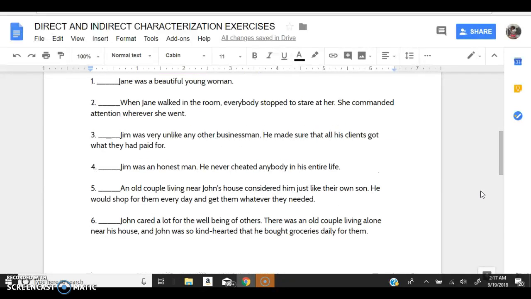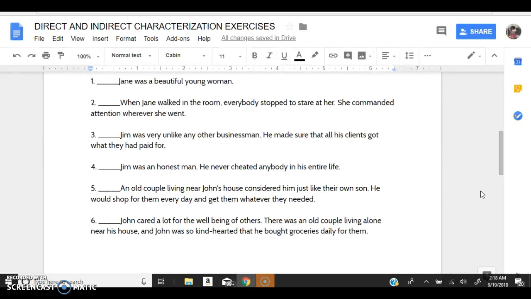We're going to say, is it direct or indirect? Number 1, Jane was a beautiful young woman. Is that a showing or a telling? What do you think? If you said that is direct characterization, you are correct. Why is that direct characterization? I did not have to infer about Jane's beauty. It was clear, and the author is telling me that Jane is a beautiful young woman. Remember, direct is telling, whereas indirect is showing.